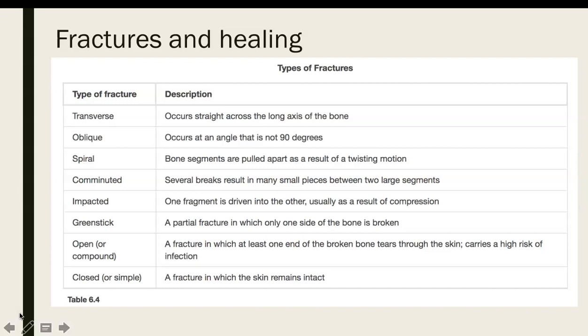Now, you could describe a fracture as closed or simple. It could be a Greenstick fracture and also be spiral. So it's possible to have a spiral fracture that's Greenstick and would be described as simple. I wanted you to point out that each fracture might carry more than one of these terms.